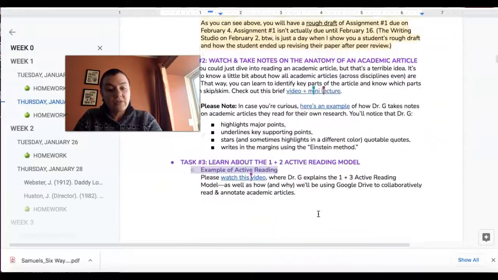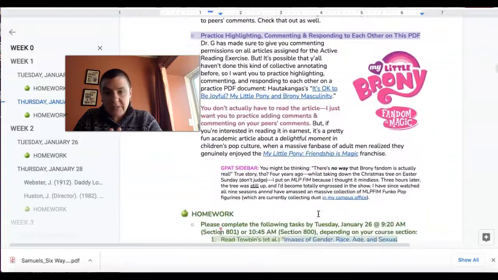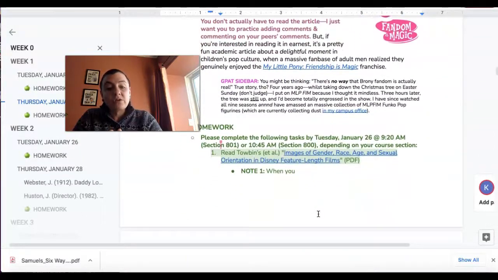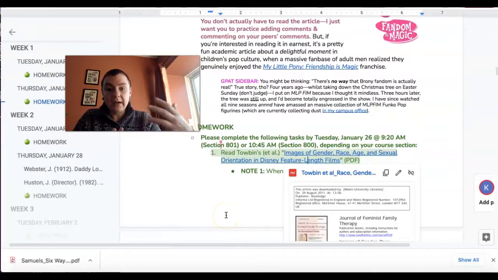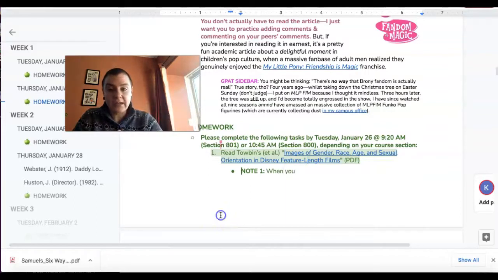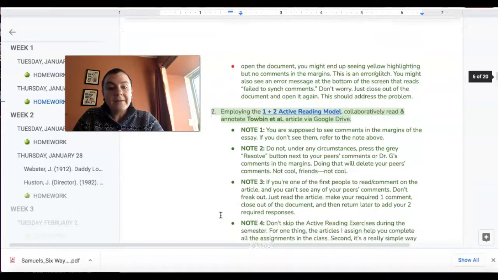So I'm going to trust that you've gone through the steps for what to do today in order. Remember too that your homework is simply to read this Tobin piece and do the 1+2 active reading exercise, okay? So there's that.